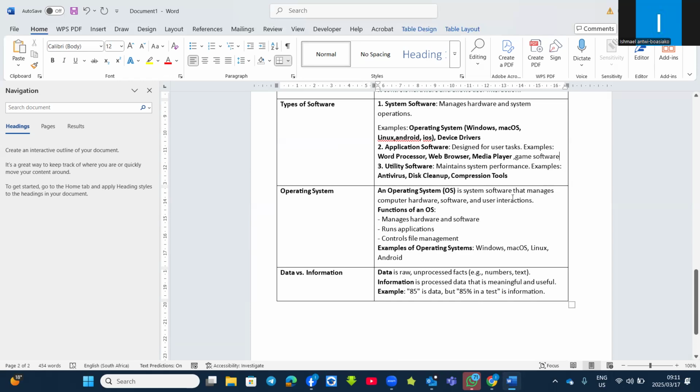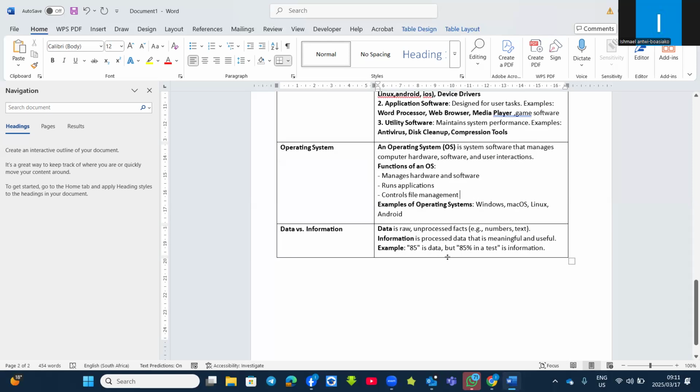Like I said, the operating system manages both the software and the hardware. Now, the functions are to manage hardware and software, run applications, control file management, and the rest. So you must know the functions of the operating system as well. Examples are also Windows, Mac, Linux, Android.